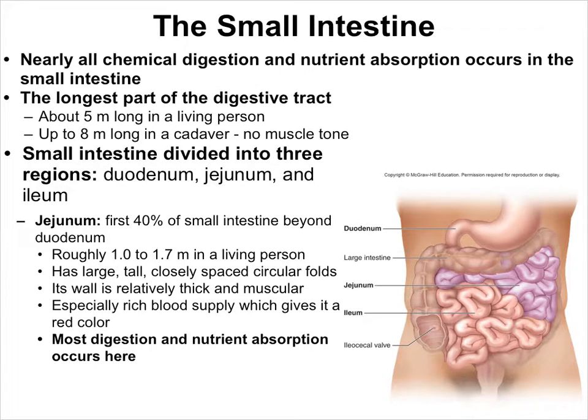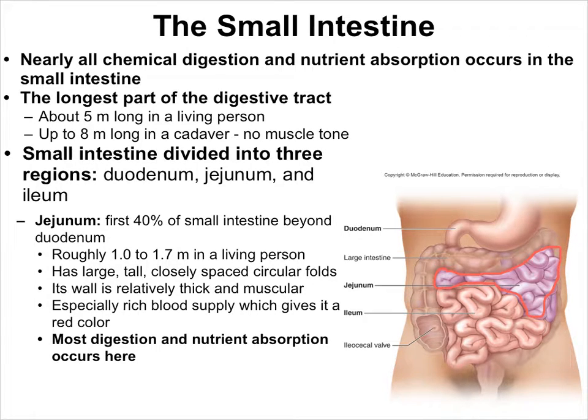The next section of the small intestine is the jejunum. Once you're past that duodenojejunal flexure, the next 40% of the small intestine, about 1 to 1.7 meters in a live person, is the jejunum. And you can see it here, this area that is highlighted in purple maroonish. That is the jejunum.